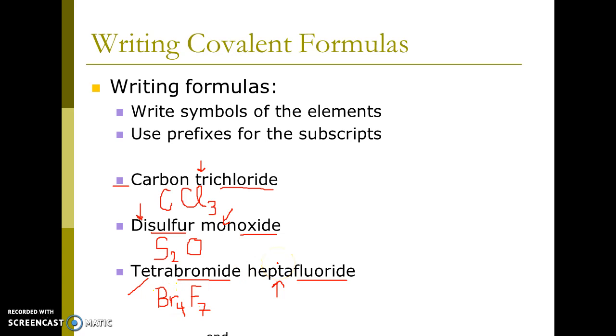Now, after learning how to write these names and formulas, do not get prefix happy, meaning you should always check to make sure that you are locating your elements on the periodic table. If we come across a metal and a non-metal, you do not use prefixes. You only use prefixes to name a covalent molecule, meaning only when you have two or more non-metals bonded together.